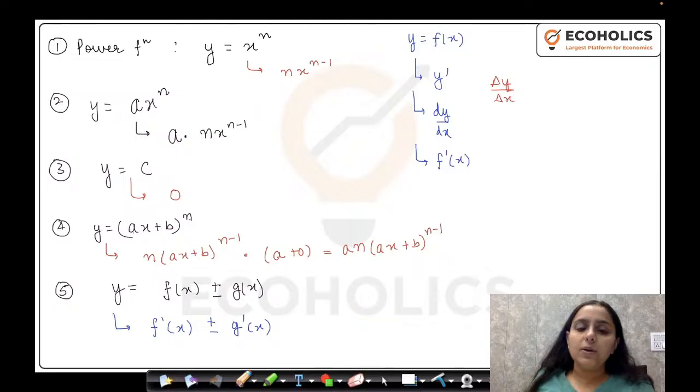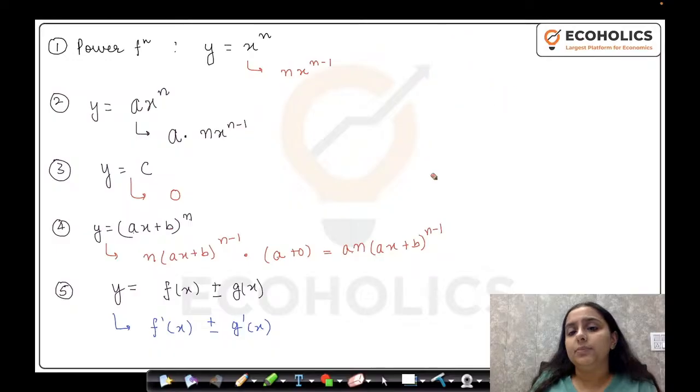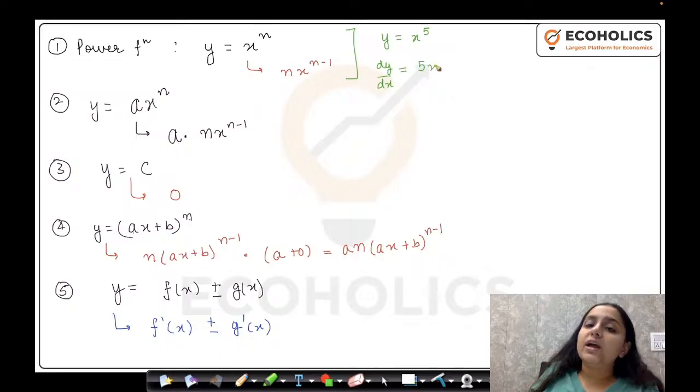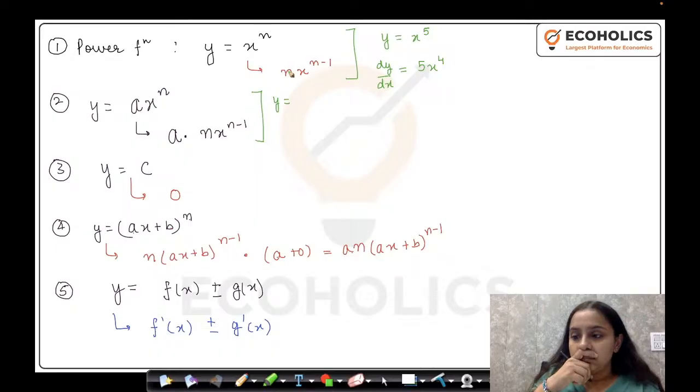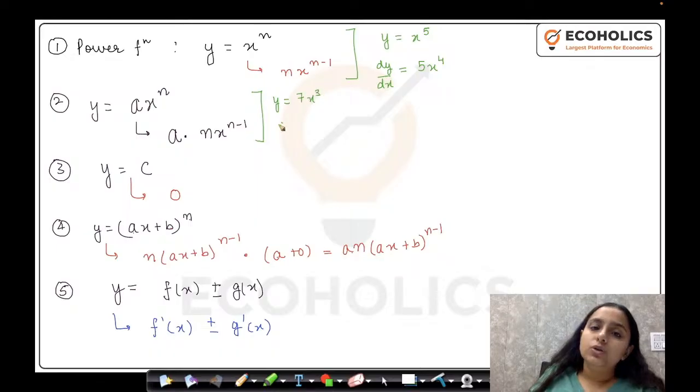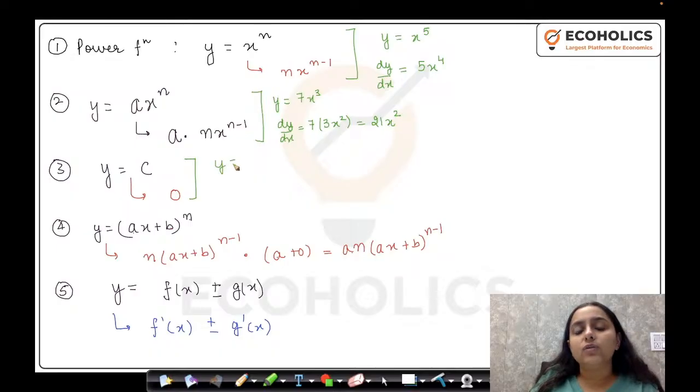Now let's take up examples for each of the functions we have done here. Let's take examples. So for this, let's say the function is x raised to the power 5. So dy by dx will be 5x raised to the power 4. Now if I have a function like this, y equals 7x cube. So dy by dx will be 7 as it is. The derivative of x cube is 3x square. So the derivative is 21x square. Now if you have this, y equals 5. So the derivative is 0 because 5 remains 5.